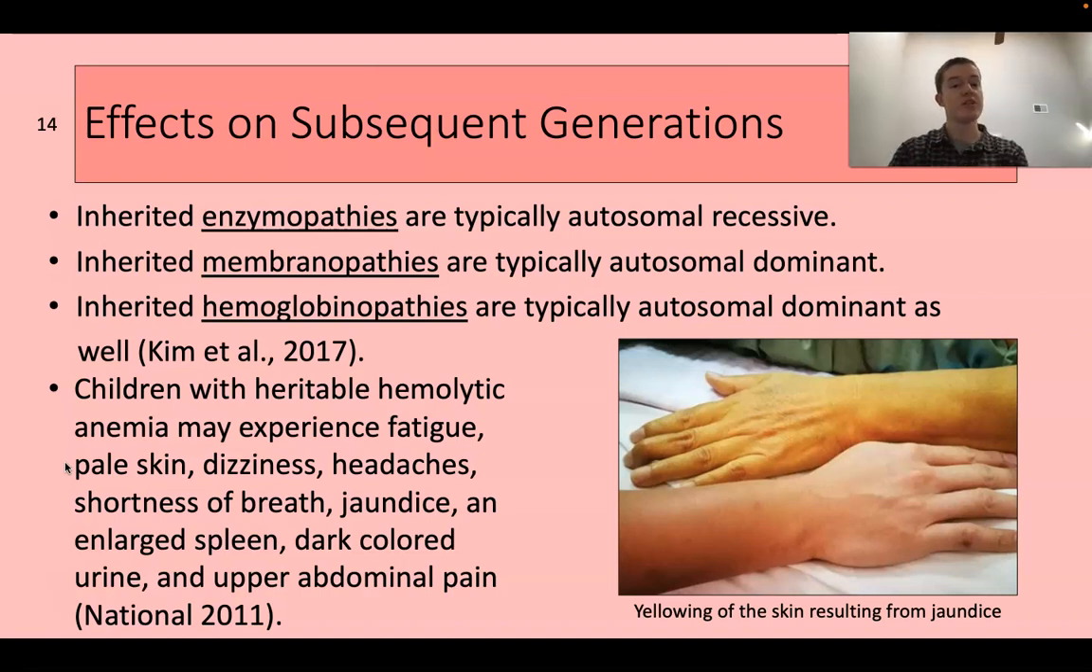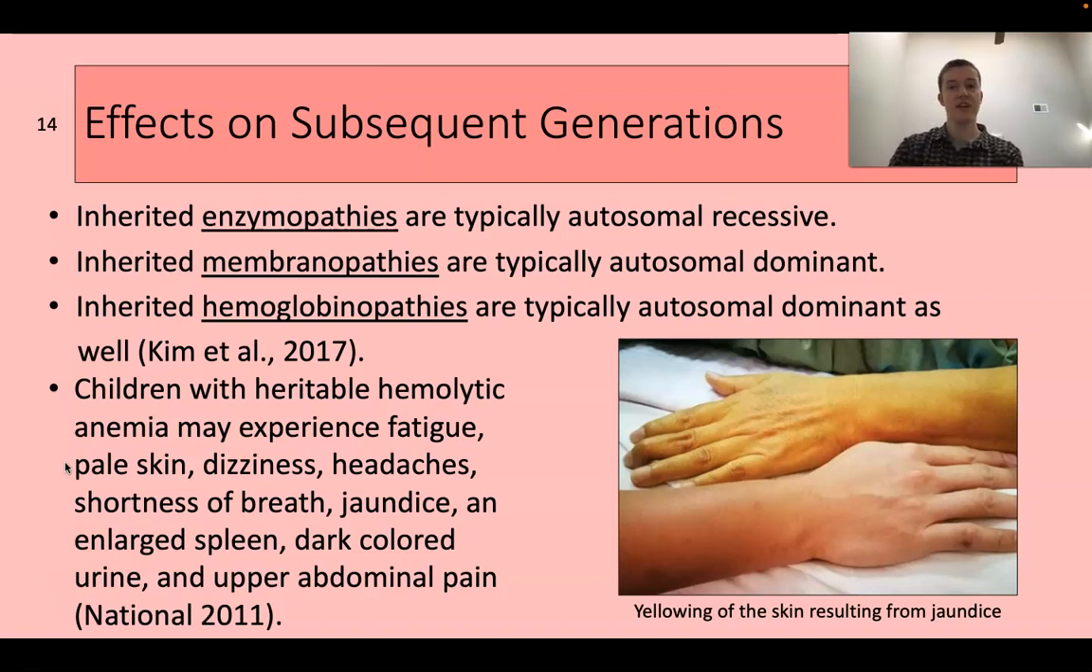So regarding subsequent generations, certain forms of hemolytic anemia are heritable. Inherited enzymopathies are typically autosomal recessive, which means that both parents must possess a copy of the recessive gene for the child to be affected. Inherited membranopathies are typically autosomal dominant, meaning the child will be affected even if only one parent possesses a copy of the gene. And then lastly, inherited hemoglobinopathies are typically autosomal dominant as well.